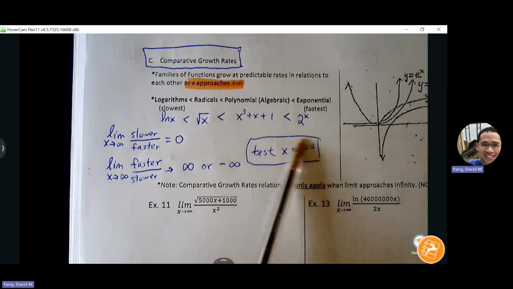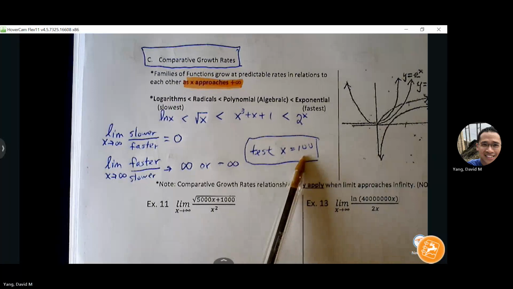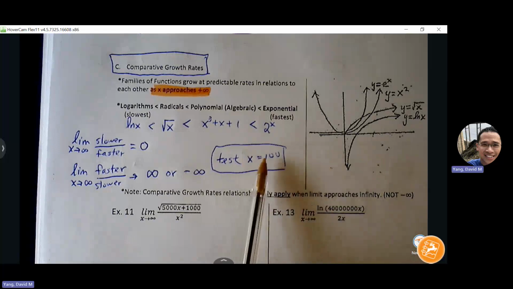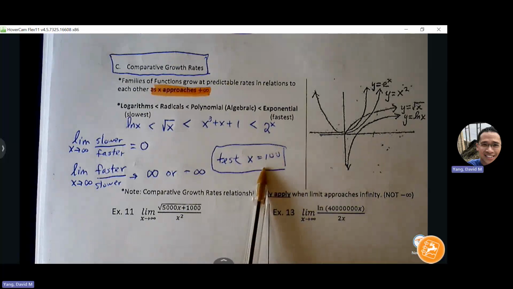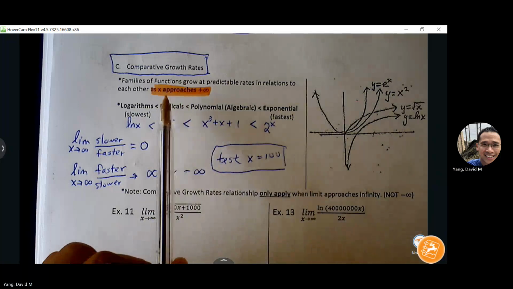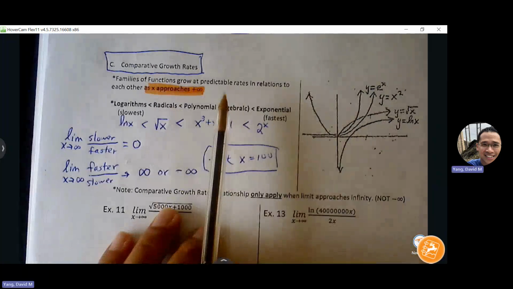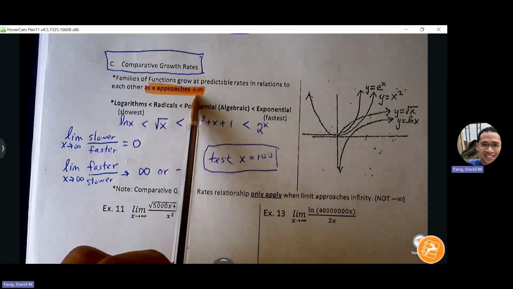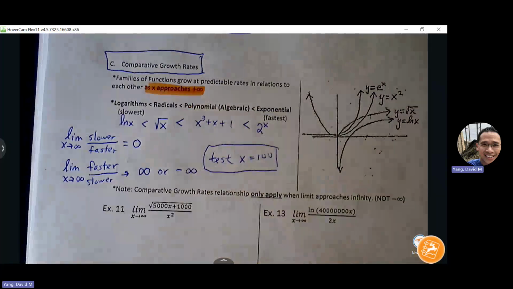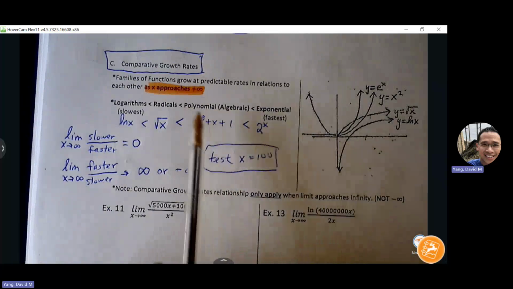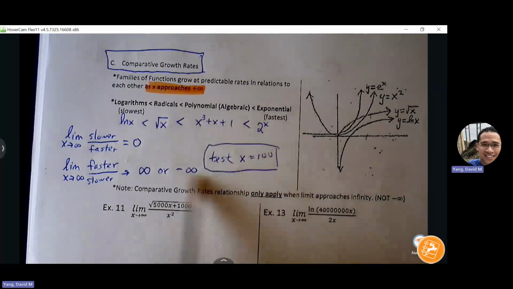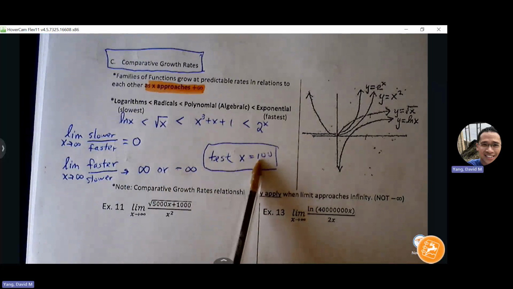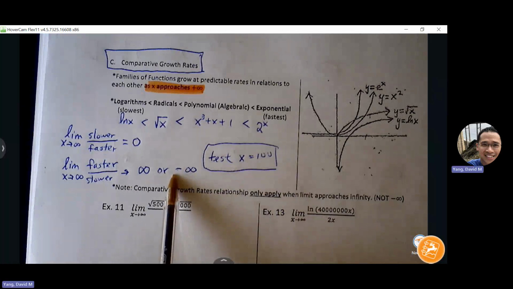Why would we never have to worry about testing x equals negative 100? Why do we never have to worry about going left? Because especially when we're dealing with this comparative growth rate, this is only going to hold for infinity. We're not going to be able to use this test going left. So this test only works for infinity, and that's why we never have to worry about testing going left. But the y value can either go up or down.